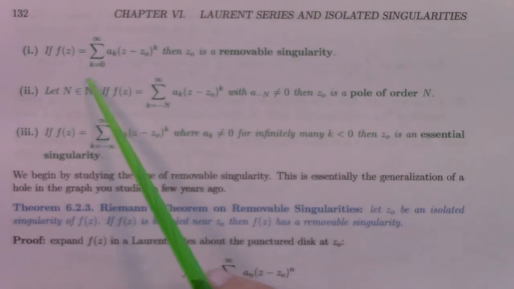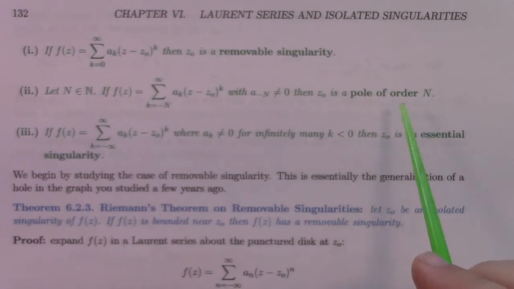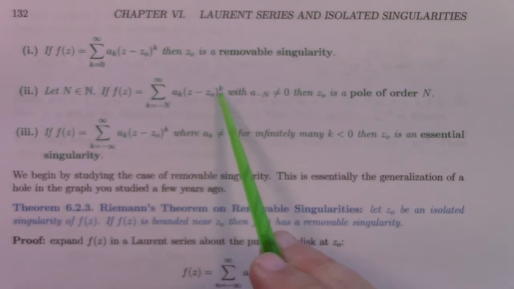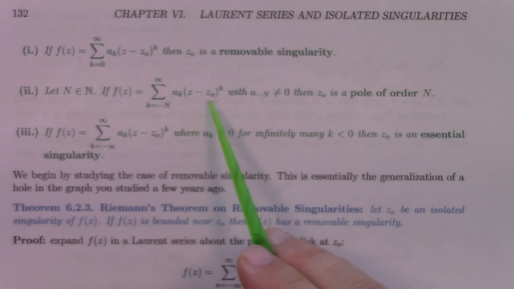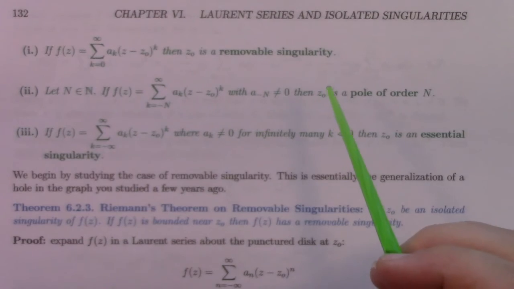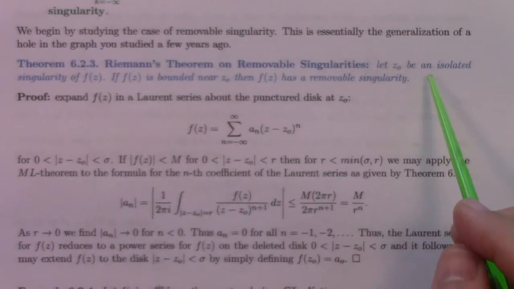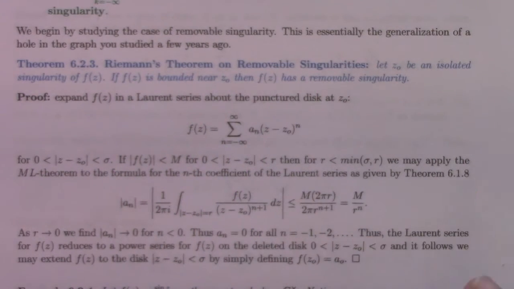Removable means that the Laurent series is actually a Taylor series, I would say. There's no reciprocal terms. It's a pole of order n if you have some reciprocal terms, but not too many. Finitely many reciprocal terms, right? Finitely many negative powers of the power functions z minus z naught to the k. And it's an essential singularity if there are infinitely many reciprocal terms. Riemann's theorem on removable singularities simply states the following. It states that if z naught is an isolated singularity of f of z, and if f of z is bounded near z naught, then f of z has a removable singularity.